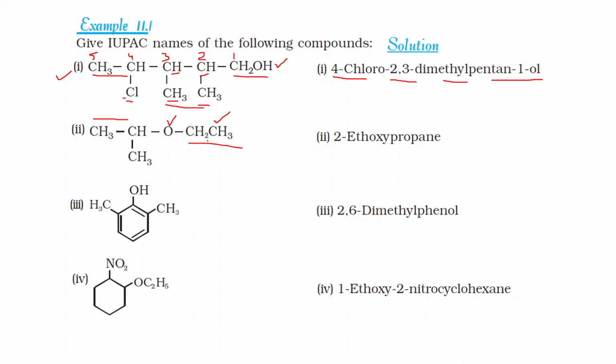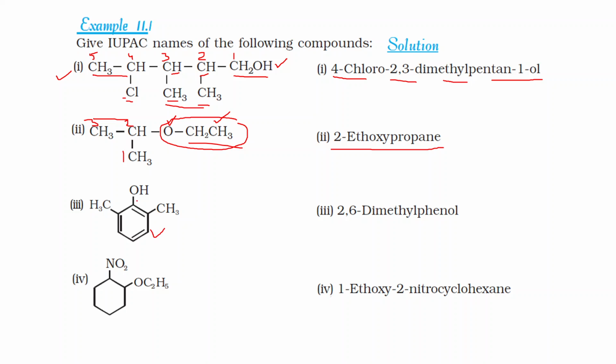That's why this is written in the form of alkoxy. This is considered as an ethoxy group, and give the numbering to this 1, 2, and 3. That's why its name is 2-ethoxypropane. Now this is the derivative of phenol.